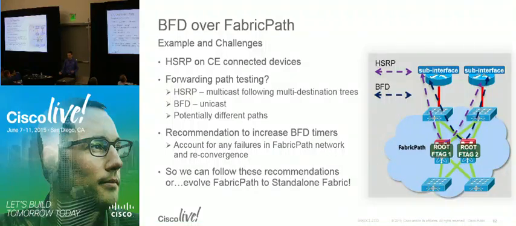So you can do all those things. You can try to design around this. Or you can evolve the FabricPath network to a standalone fabric, right? Where we have an integrated layer 2 and layer 3 solution, where we have BGP running there. You don't need to run routing protocols on top of the network.